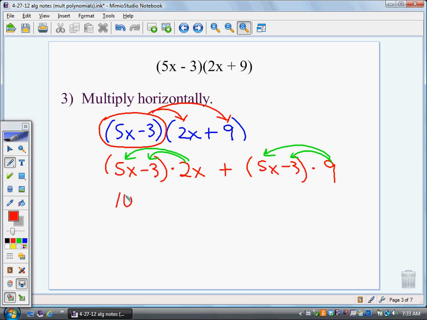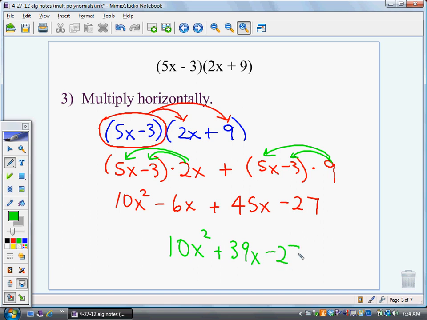And so then 2x times 5x is 10x squared. 2x times negative 3 is negative 6x. 9 times 5x, again, 45x, and 9 times negative 3 is negative 27. Here we're in the same situation we were before, we have all the same 4 terms, 10x squared plus 39x minus 27. So all these ways, again, are giving us the same answer. You can see that ultimately we end up doing the same multiplications over and over and over.